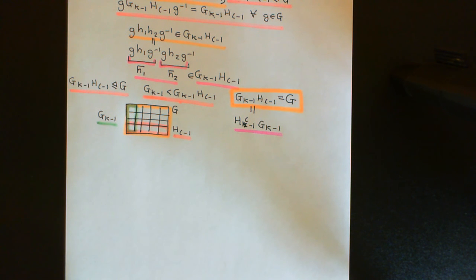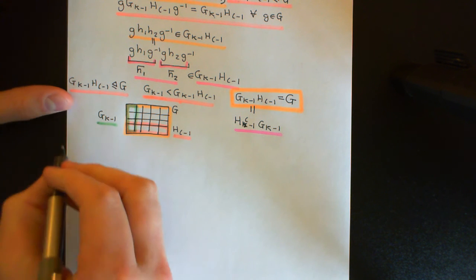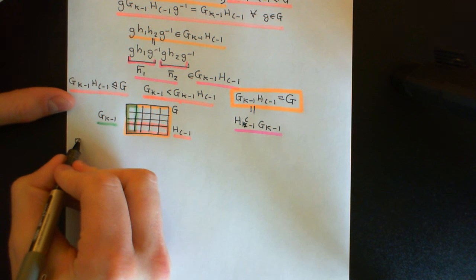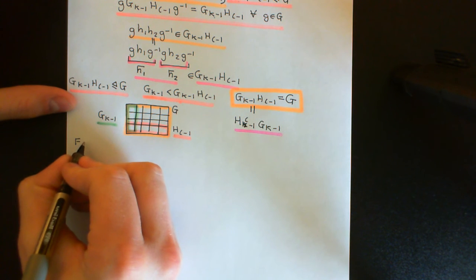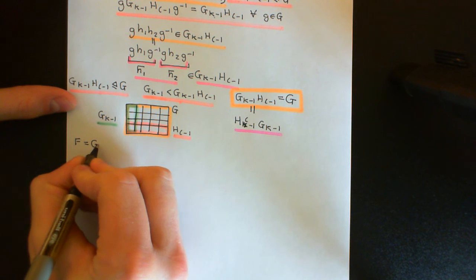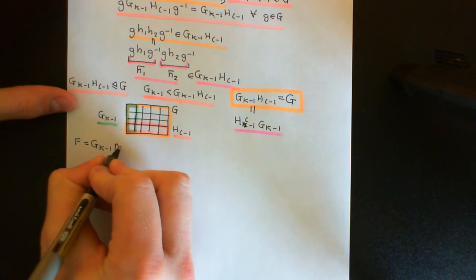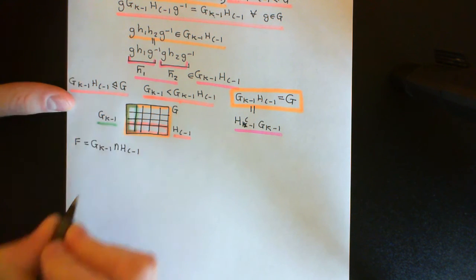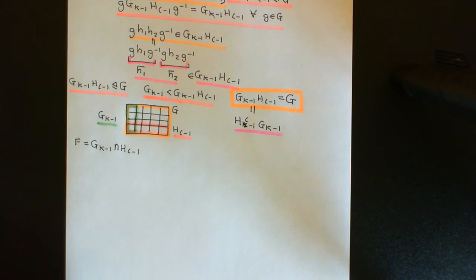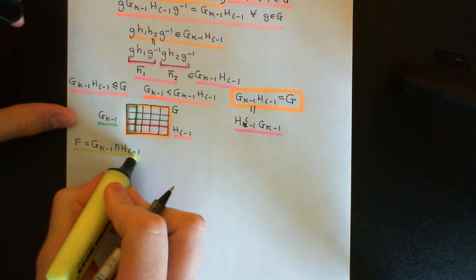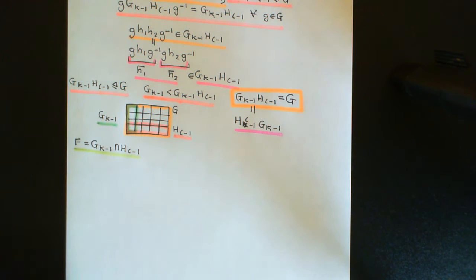Okay, right, so what I now want to do, just to finish this setup, is talk about another thing. I want to define a new thing. So I'm going to define F to be the intersection of these two maximal normal subgroups. Okay, so F is going to be the intersection of GK minus 1 with HL minus 1. Okay, so on this picture, it's this portion here. And of course, we know that that is always going to end up being a subgroup of the group capital G. Okay, so F is going to be a subgroup of capital G.